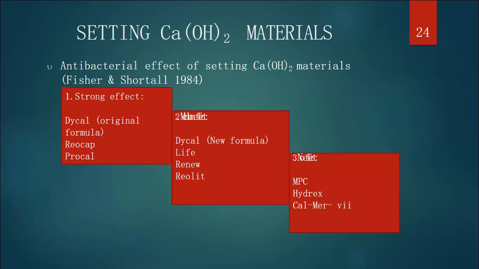Setting calcium hydroxide materials. Antibacterial effect of the setting calcium hydroxide materials, Fisher and Shortall, 1984. Strong effect: Dycal original formula, Reocap and Procal. Then Dycal new formula, Life, Renew, Reolite. And the third one, MPC: mild effect and no effect. So MPC, Hydrex and Calmer VI, Calmer 7.